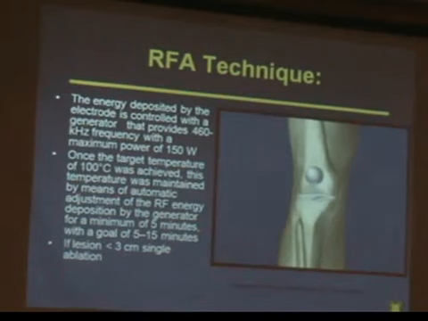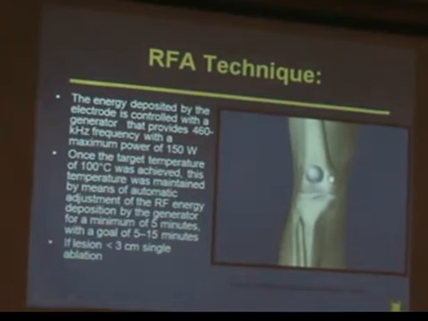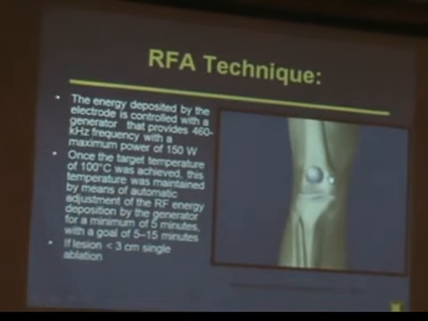For RFA technique, for most of these tumors, we try to place the needle inside the lesion, and depending on the size of the lesion and the type of the tumor we're dealing with, we do an ablation of 5 to 15 minutes. And if a lesion is less than 3 centimeters, a single ablation is often enough. For larger tumors, we can do multiple ablations.